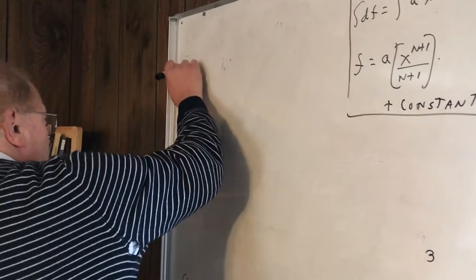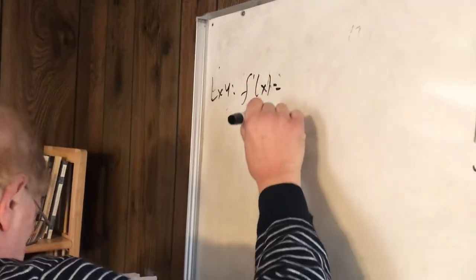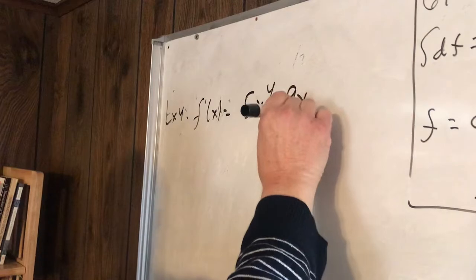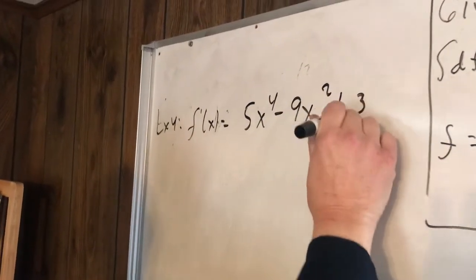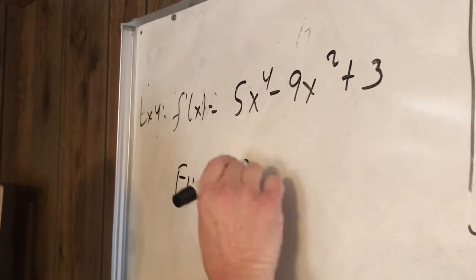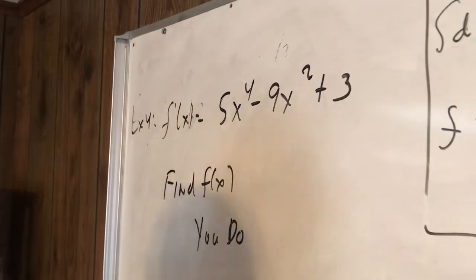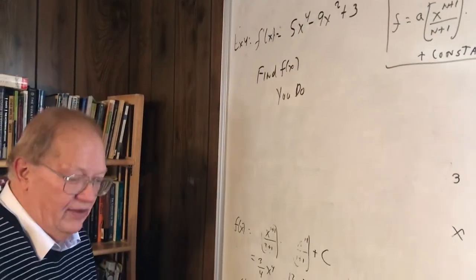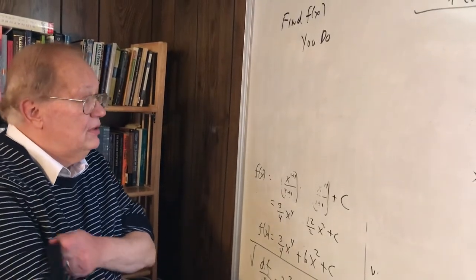Okay, example 4. F prime of x equals 5x to the 4th minus 9x squared plus 3. And I want to find f of x. And I want you to do this before the next class. And I will go over it using the rules that I did today. See if you understand what I did today. I will see you on our next lecture.